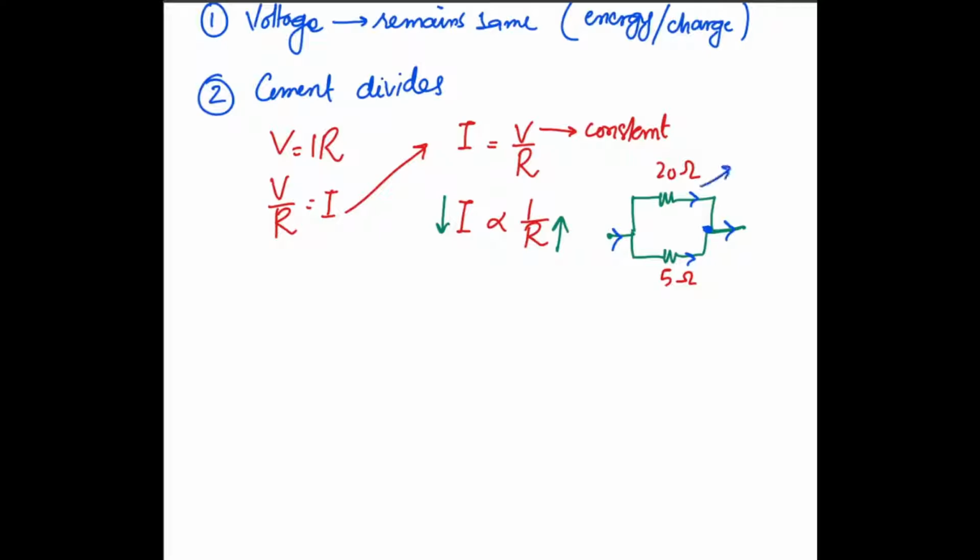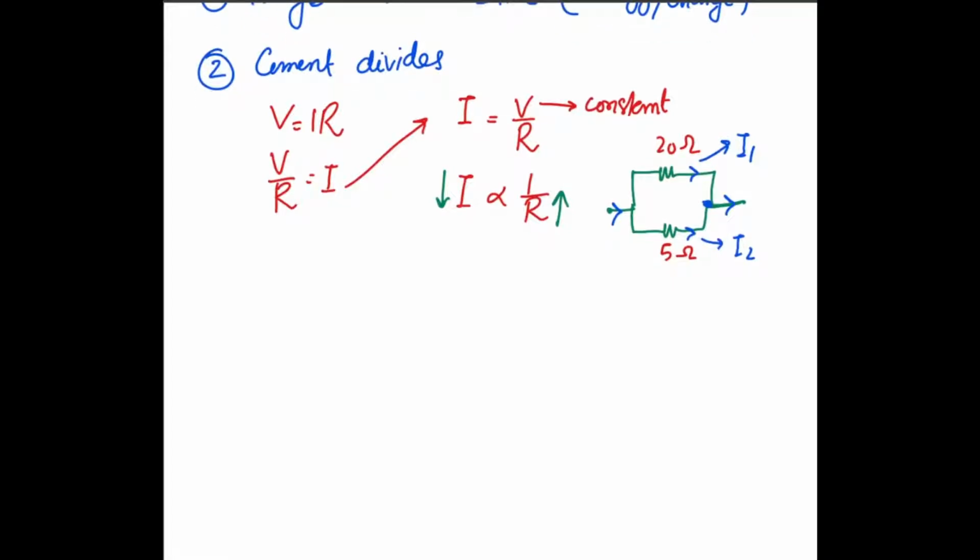Now let's say that this is current I1 and this is current I2. I can very well say, just looking at these values of resistances, that my current I2 will be greater than current I1. 5 ohms will receive a higher share of the current entering the junction as compared to 20 ohms. And that is what we see in this relationship. So in parallel circuits, we can predict which branch will receive the highest current or which branch will receive the lowest current. Do we understand the logic? Do you understand how it is?